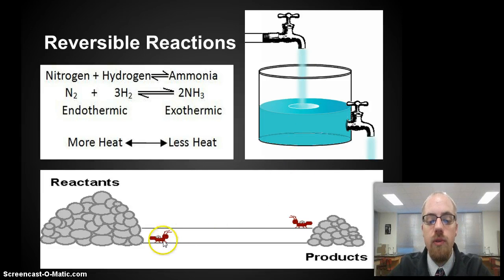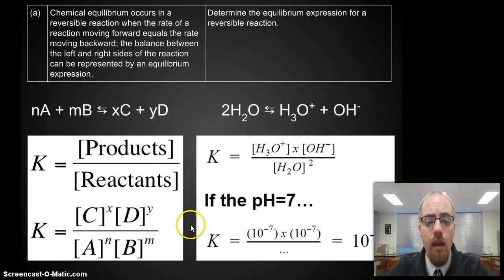Another example you can think of is two ants moving rocks between piles. One ant carries a rock forward and another ant carries rocks back to the other pile. The two piles aren't necessarily going to be the same size. The only thing that matters in equilibrium is that they're carrying them forward just as quickly as they're carrying them backward. And so mathematically, we can express this by using an equilibrium expression.